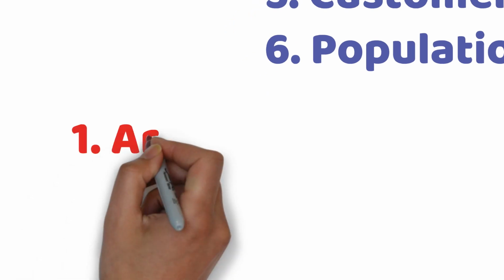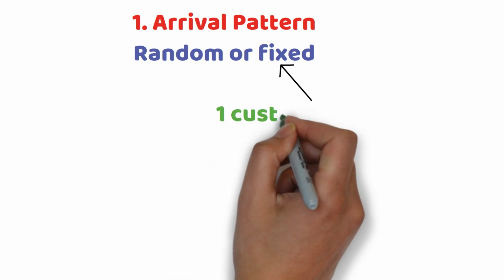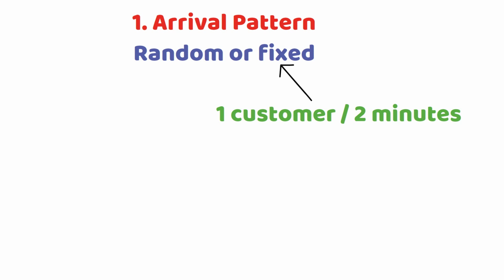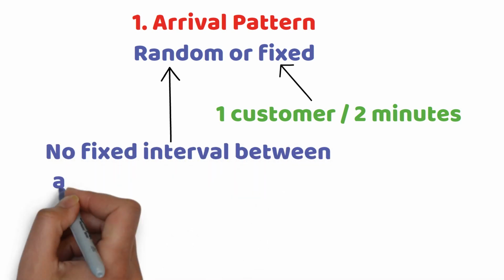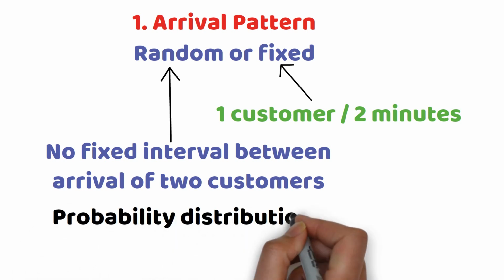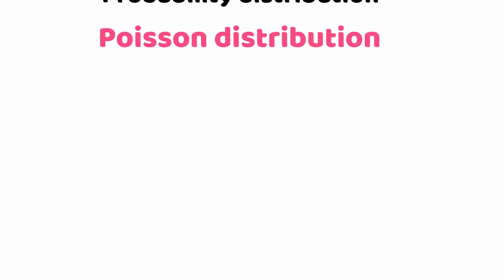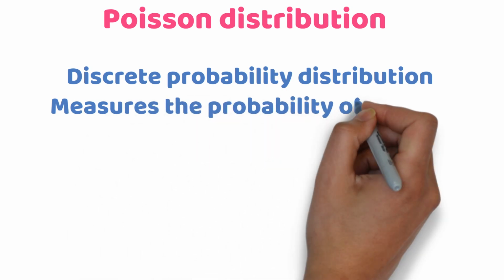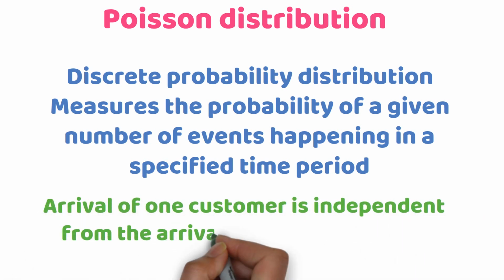Number 1, arrival pattern. The arrival pattern of customers may be random or fixed. For example, suppose customers arrive at a fixed time interval, like one customer every 2 minutes. In that case, it is called a fixed arrival rate. But practically, it does not happen. The customers arrive at random intervals, which means there is no fixed interval between arrival of 2 customers. When the arrival pattern is random, it follows some probability distribution. The most common distribution followed is the Poisson distribution. The Poisson distribution is a discrete probability distribution that measures the probability of a given number of events happening in a specified time period. The arrival of one customer is independent of the arrival of other customers.